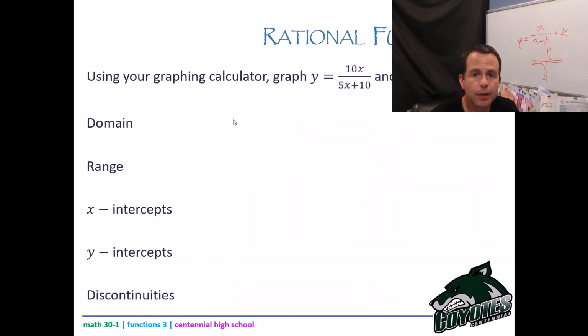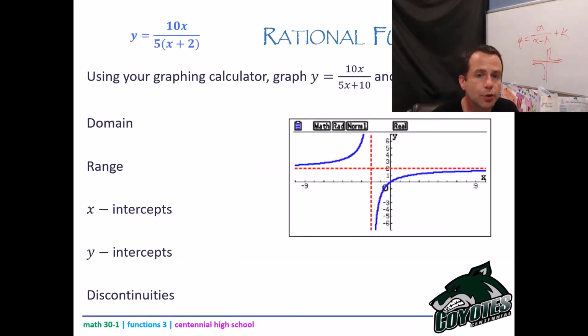The next one I want you to try is y equals 10x over 5x plus 10. Okay, 10x over 5x plus 10. So go ahead and put that in your graphing calculator. You can pause me for a second. Okay, and then this is the picture that you should have ended up with.